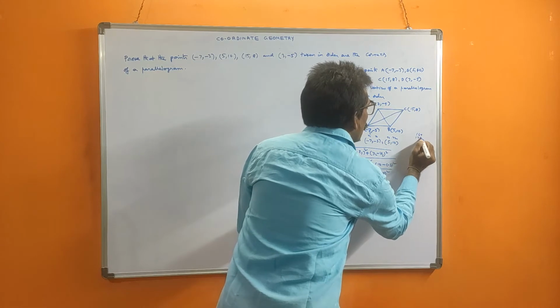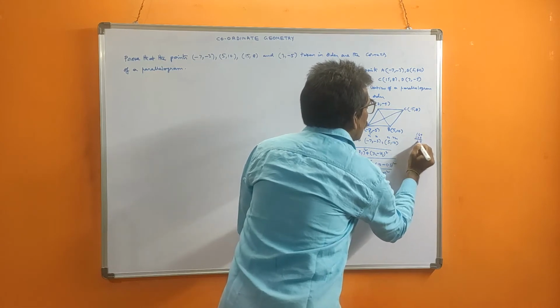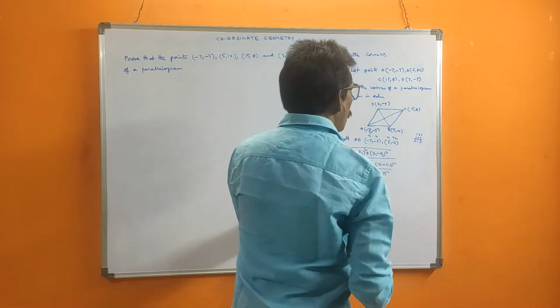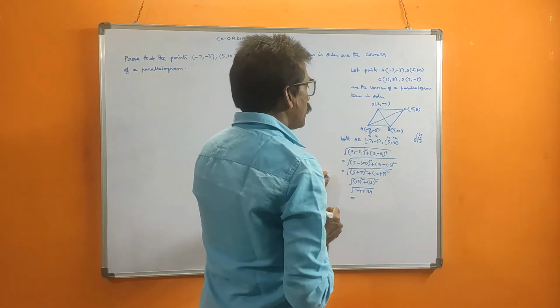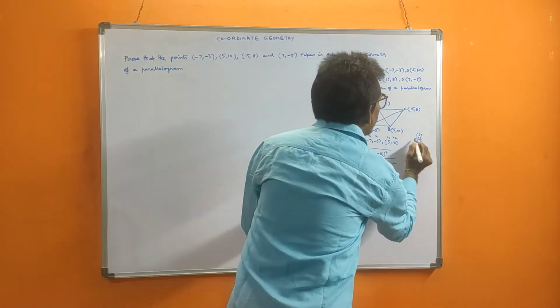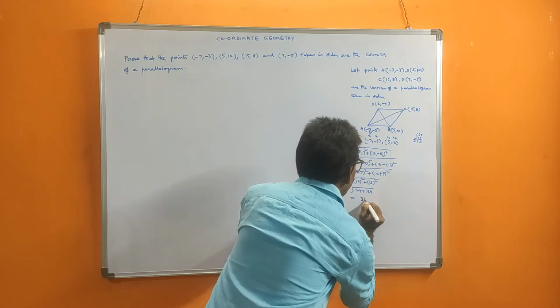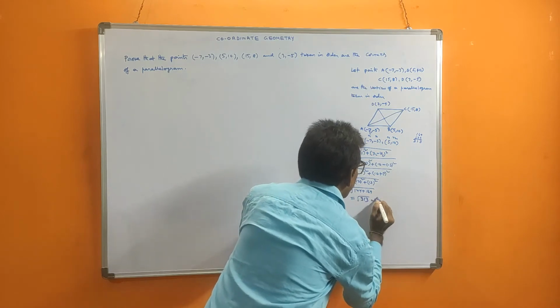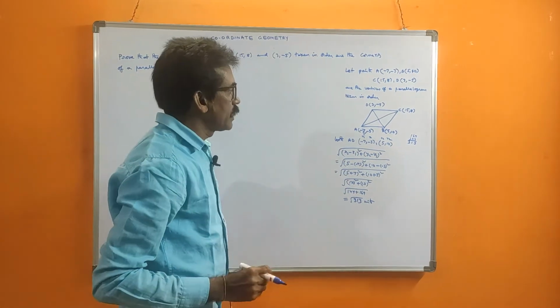169 plus 144 is 313. So AB is root 313 units.